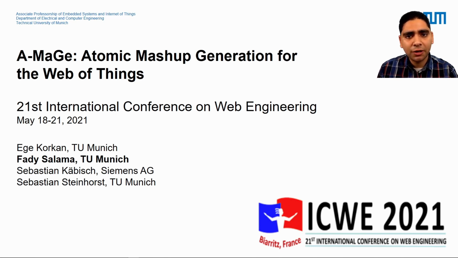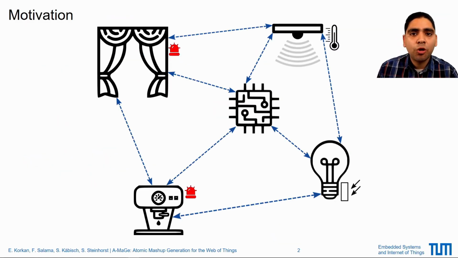I will start right away with the motivation behind this paper. Let's imagine a smart home scenario in which multiple devices have to interact together to perform a specific functionality. For example, we have here a motion sensor, a smart light bulb, a smart coffee machine, and a smart curtain, all working in tandem to perform a specific functionality. We also have a mashup controller in between that regulates the communication between all these devices.